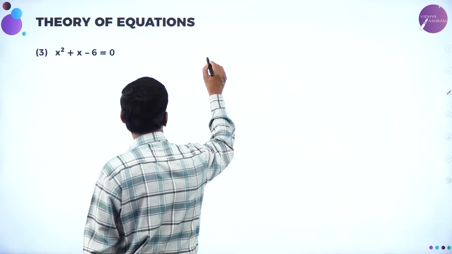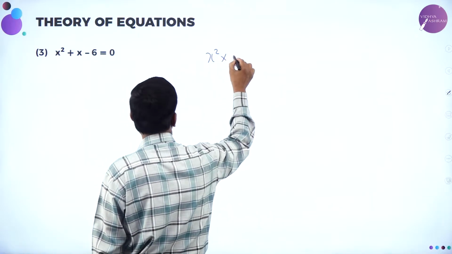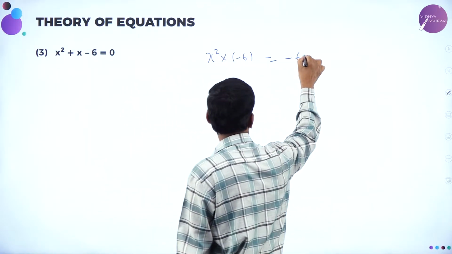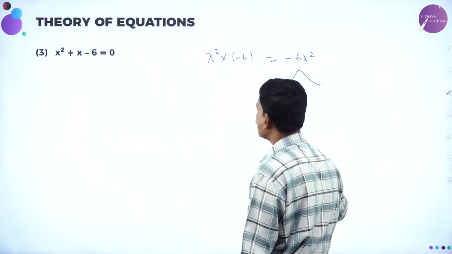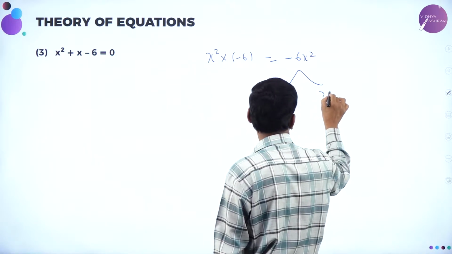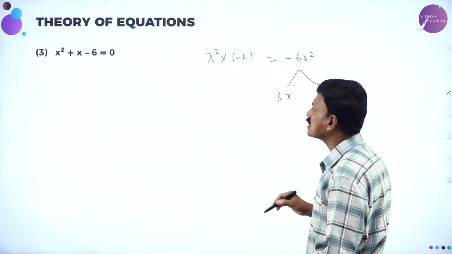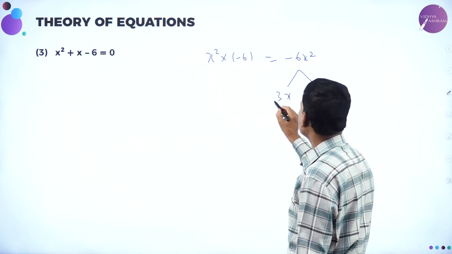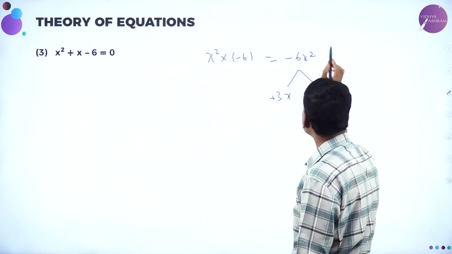So here, x square into minus 6, that's equal to minus 6x square, can be written as 3x into 2x. What is 3 into 2? 6x. Since it is plus and minus, plus into minus, minus, we will get.